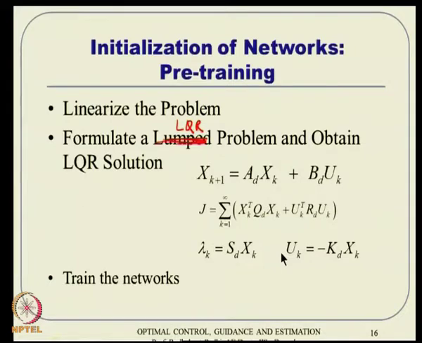So, you start with a very arbitrary set of weights, but first you train the network so that the networks can mimic this relationship at least. That means they are predicting these optimal control relationships for the linearized version of the problem. That gives us a good initialization, so that the nonlinear problem training can happen quickly.